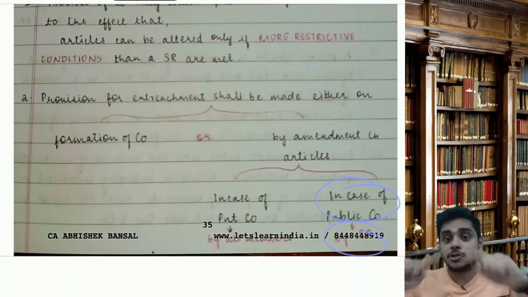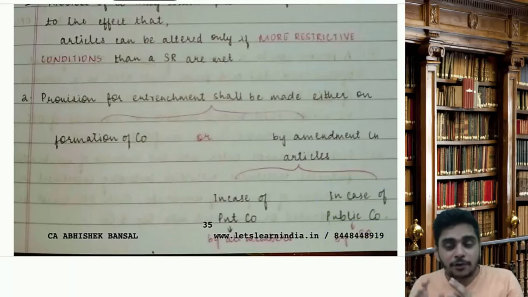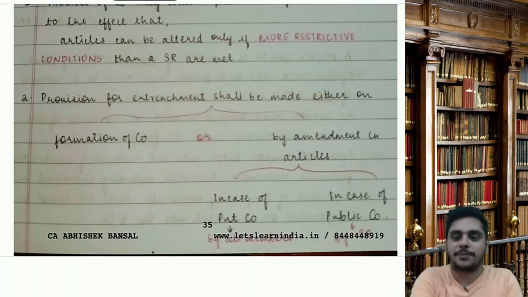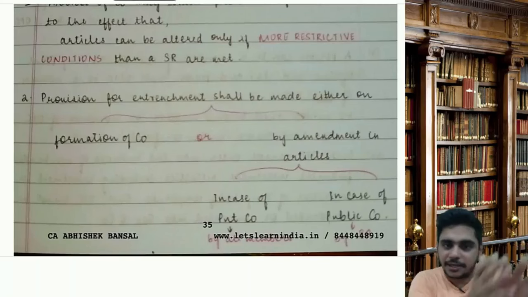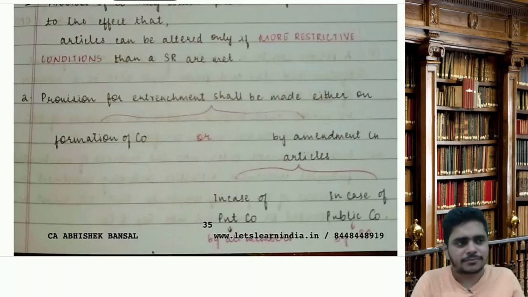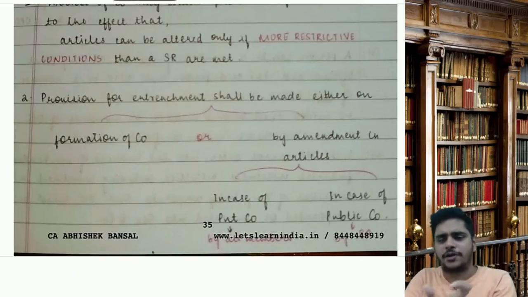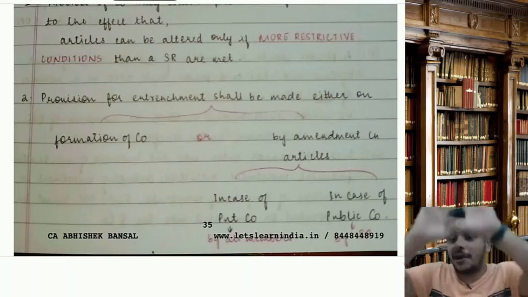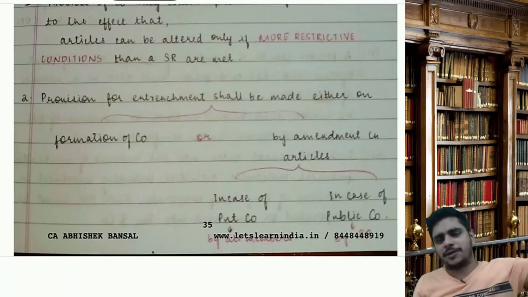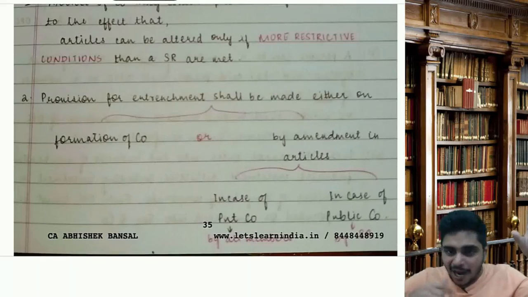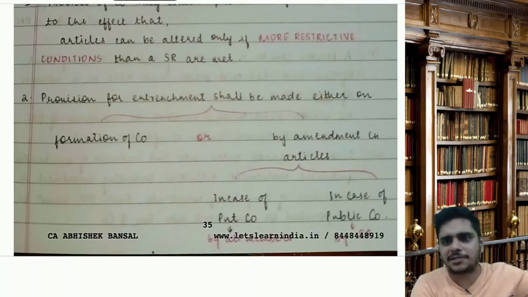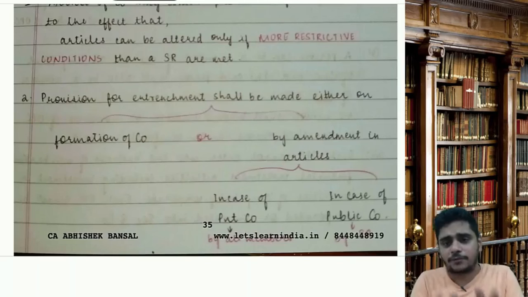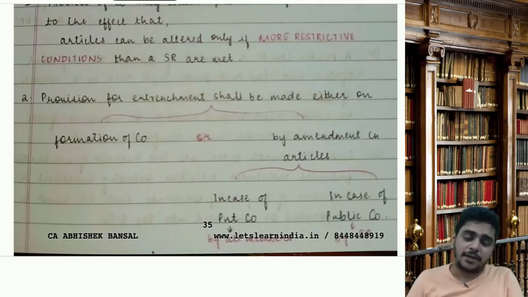Guys, this is not the transaction. It is for putting entrenchment in the articles, that we will alter the articles only by having 80% approval. So to do this, either it should be applicable from formation, or if at the inception we have not added this provision of entrenchment, we want to add it now. To add entrenchment, in case of a private company, we require 100% approval. Then the transaction will be done by, say, 90% approval. To add entrenchment it is 100% approval, and to do the transaction, whatever the company says, 86%, 79%, 95%, 93%, whatever they want to put. In case of a public company, SR is required.